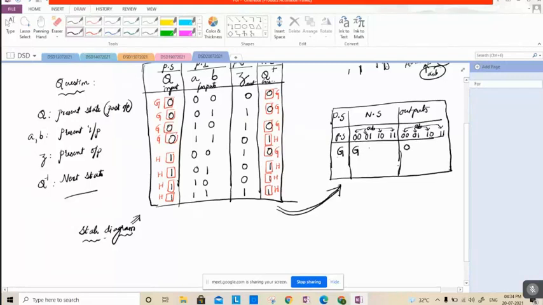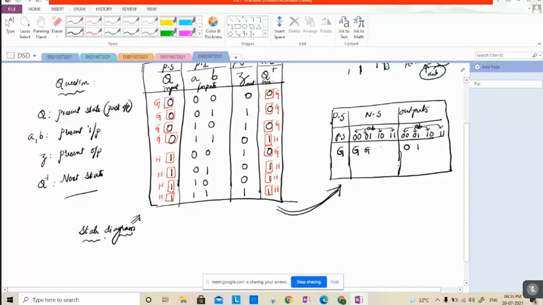If it is 0, 1, what will be my next state? Present state is G. Again G only. If it is 0, 1, next state is also G. What is the output for this combination? 1 is the output. See the table and tell me the values.